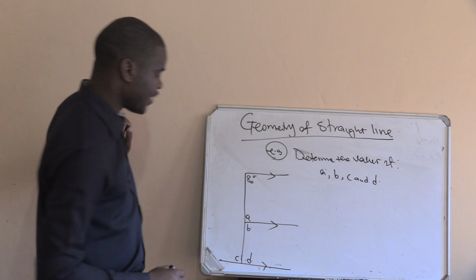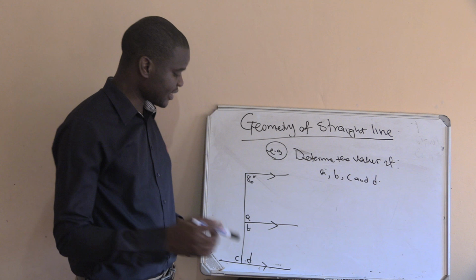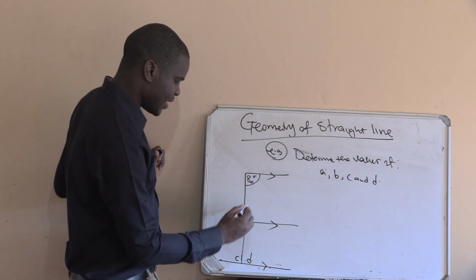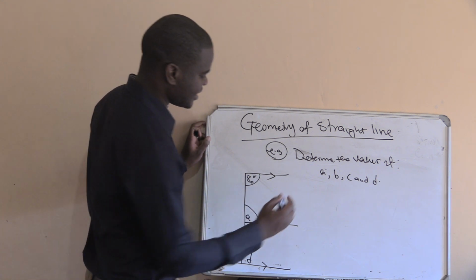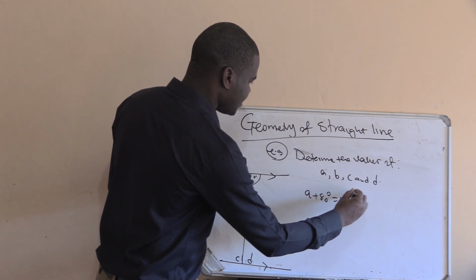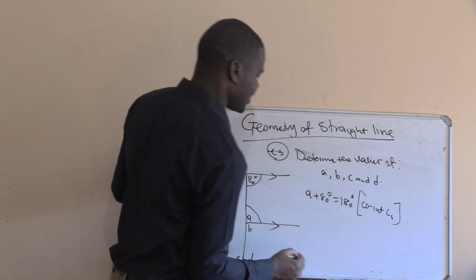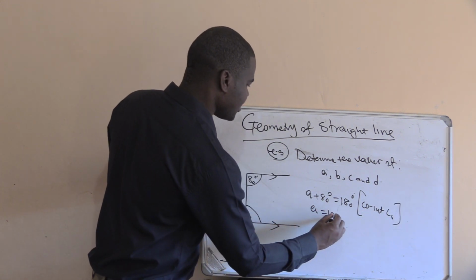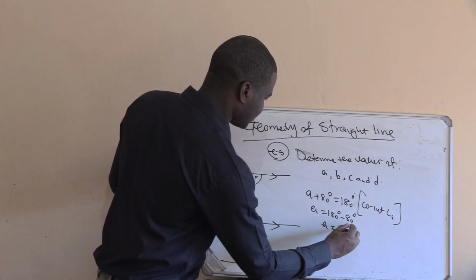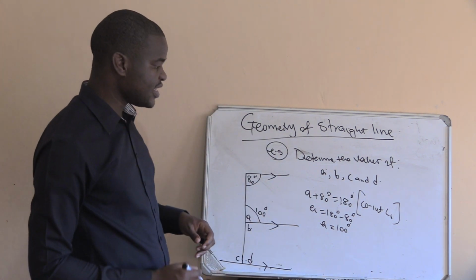How do you find the value of A? See? The value of A, it reminds you of co-interior, the one we're talking about. That means when you add this one and this one, they must give you 180 degrees. Angle A plus 80 degrees is equal to 180 degrees. What is the reason? Co-interior angles. So A is equal to 180 degrees minus 80 degrees. The value of A is 100. See? So meaning that now I know the value of A. The value of A is 100.